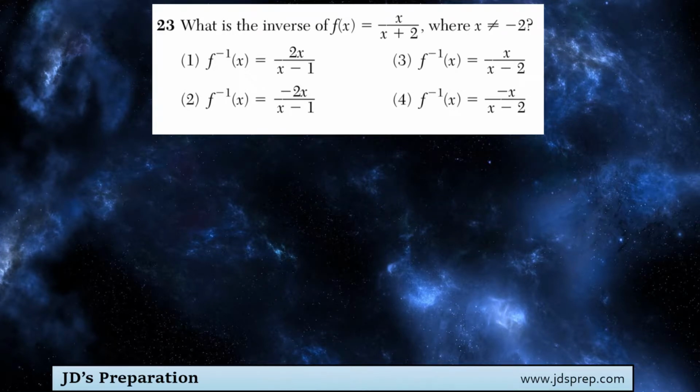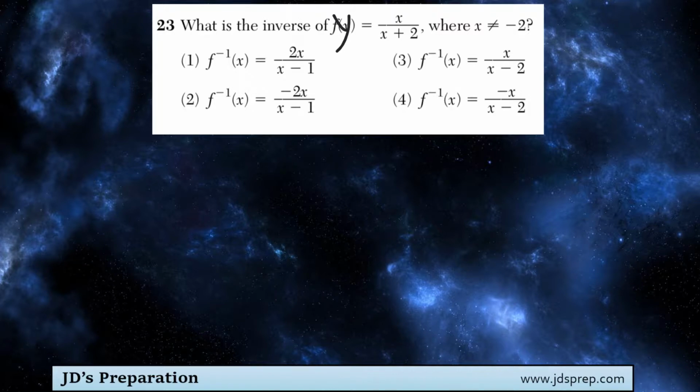In this problem, we're being asked to find the inverse of f of x. Think of f of x as being the same thing as our y value. So to find the inverse of it, we need to first switch the positions of the x and y values, and then isolate our y variable. So let me show you.